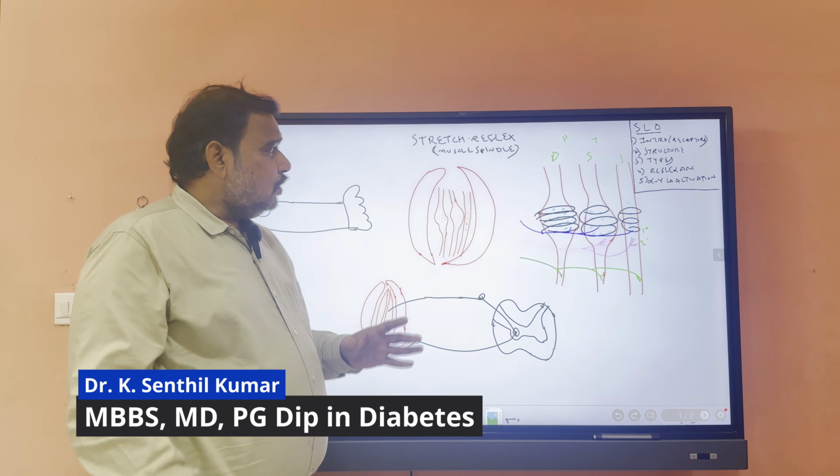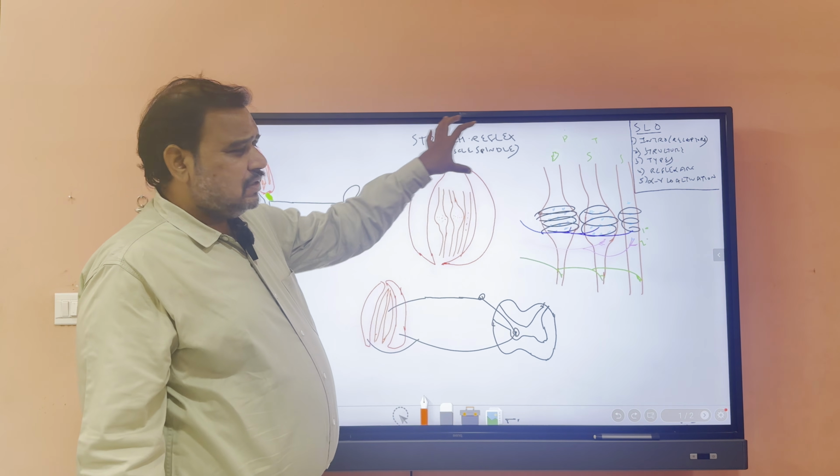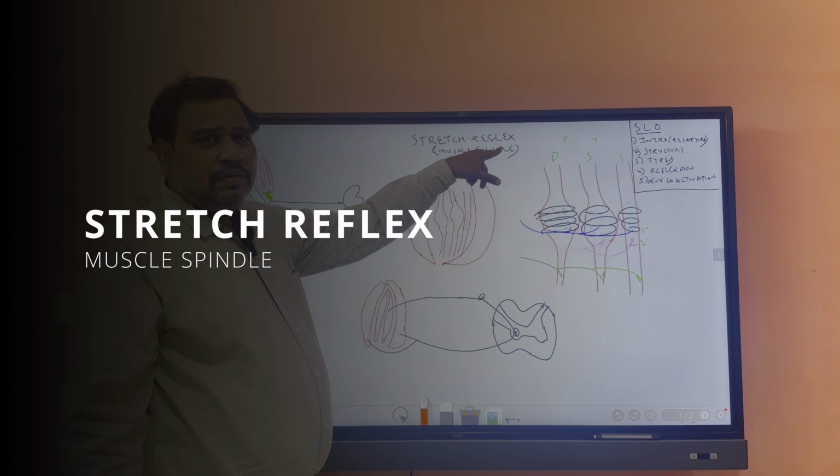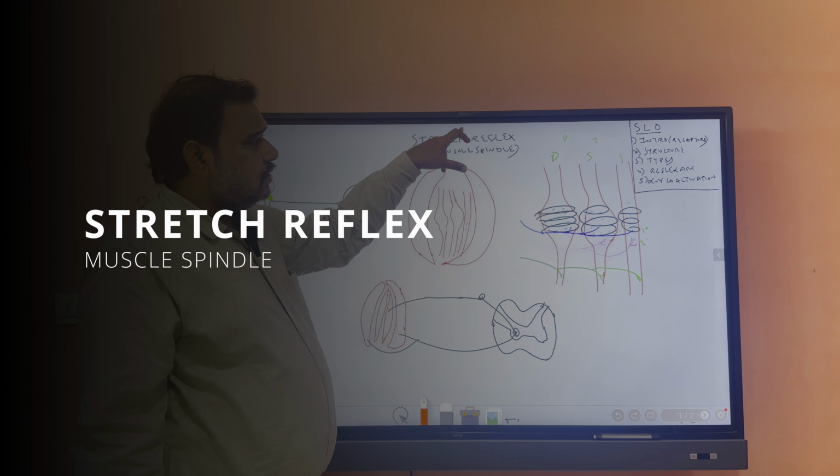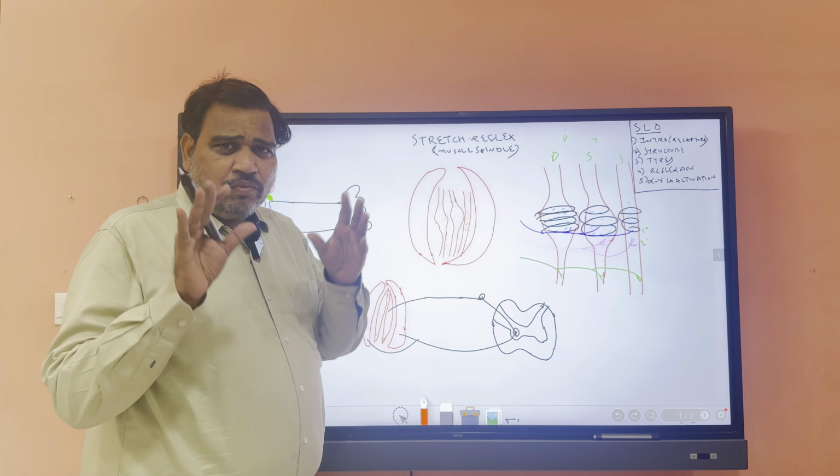Good morning students. Today I am going to discuss a very important topic, stretch reflex. And why have I written muscle spindle? We all know the receptor for stretch reflex is the muscle spindle, which I am going to explain.